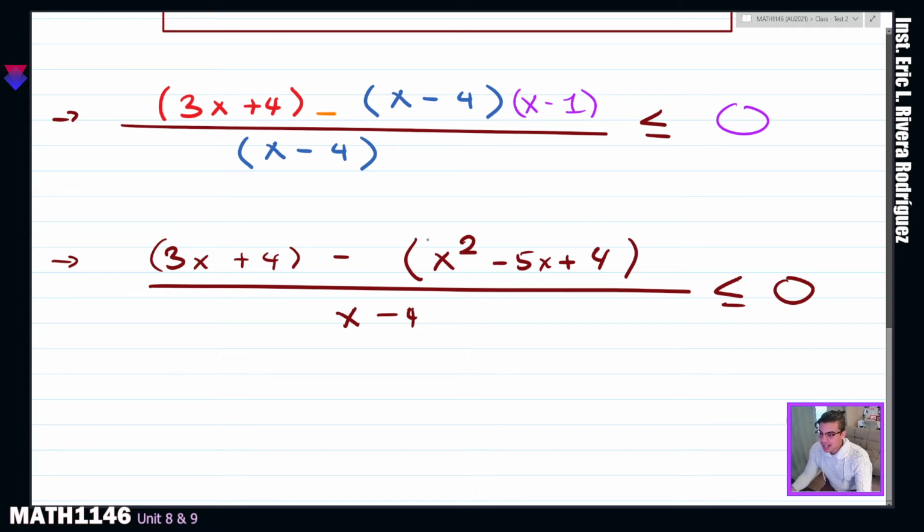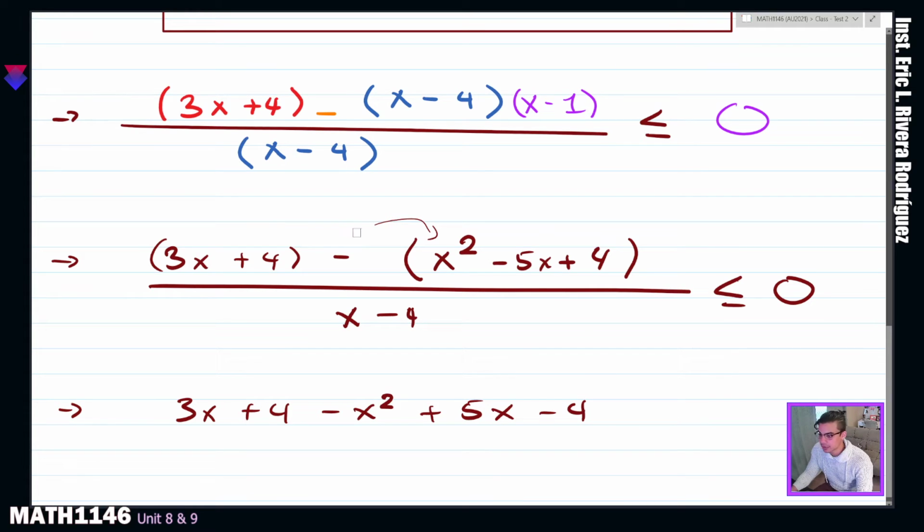Okay, why am I carrying this parenthesis here? It's because of this negative here. That negative now is like multiplying this result that we got here by negative 1. So now I'm going to drop the parenthesis because negative times x squared is going to be negative x squared. Then the negative transforms into a positive, so negative 1 times negative 5x is positive 5x, and then negative 4.